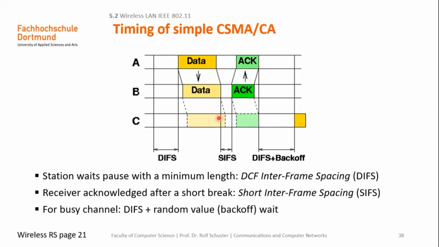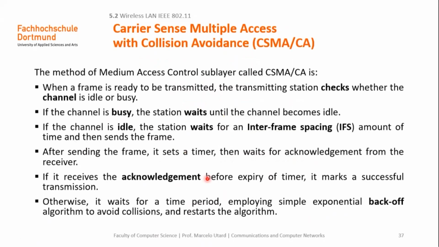Then station B, after a while, typically SIFS, that is the short interframe spacing time, will send an acknowledgement frame to A. And when A receives that acknowledgement, A realizes that the data frame was clearly received at the destination station, and then marks a successful transmission.